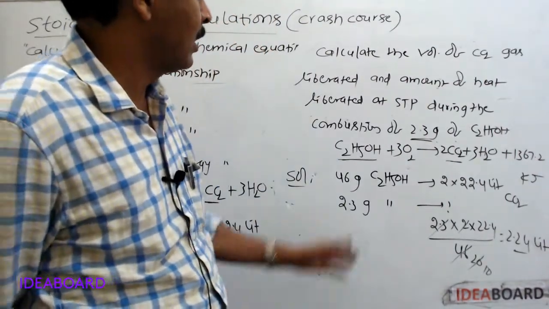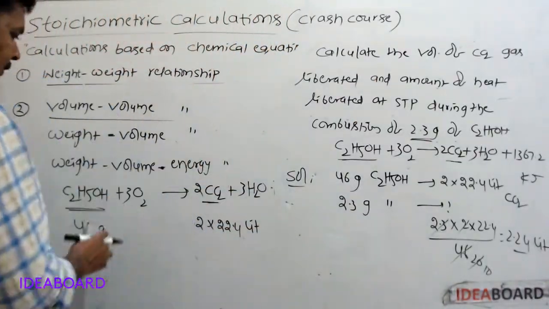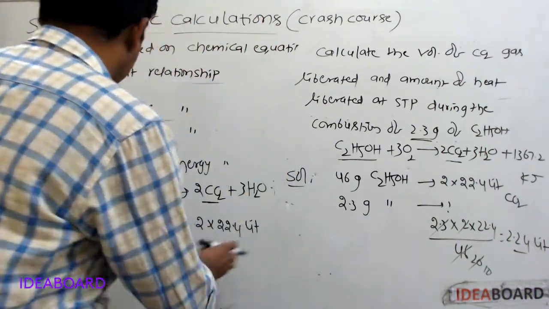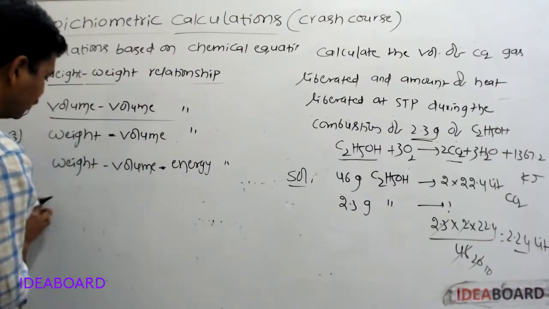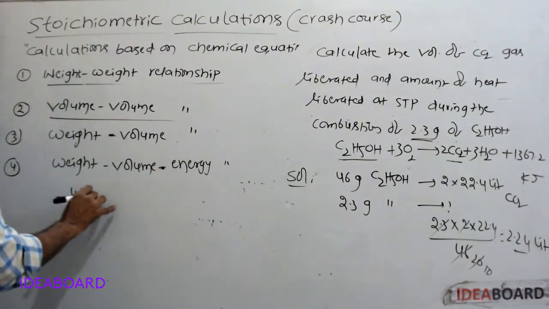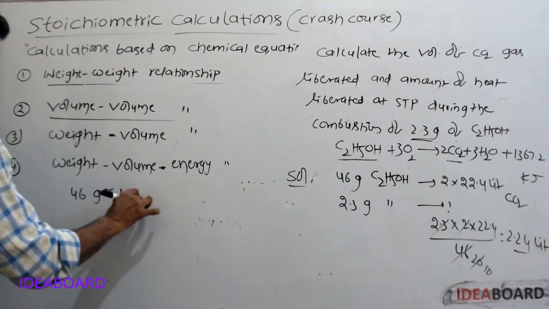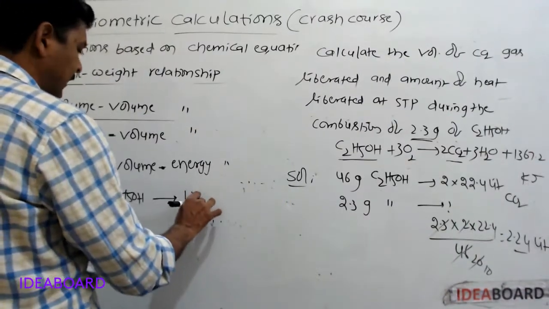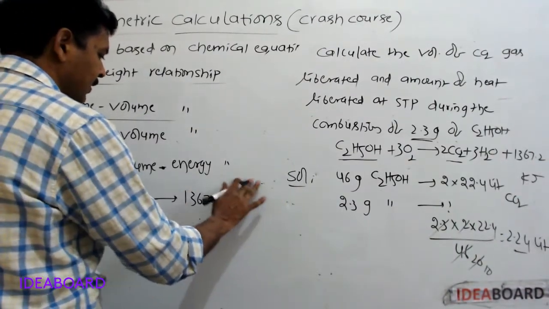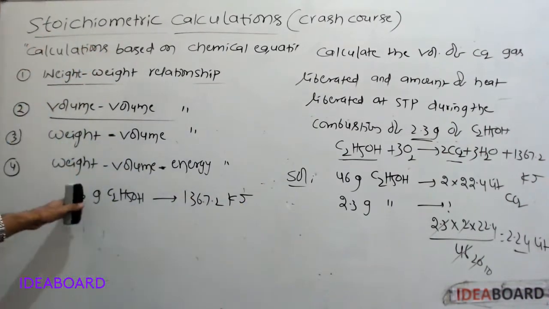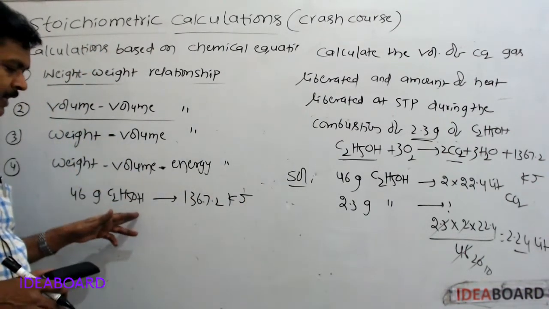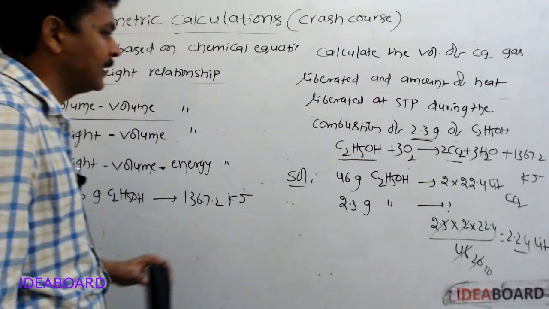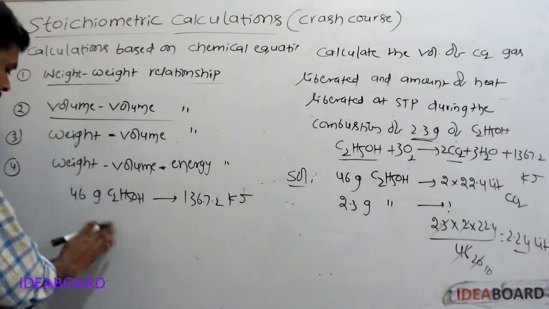Next, we should calculate the amount of heat liberated also. During the combustion of 46 grams of ethyl alcohol, what is the amount of heat liberated? Given that, 1367.2 kilojoules. This much of energy will be liberated. We should calculate during the combustion of 2.3 grams of ethyl alcohol, how much of energy will be liberated.